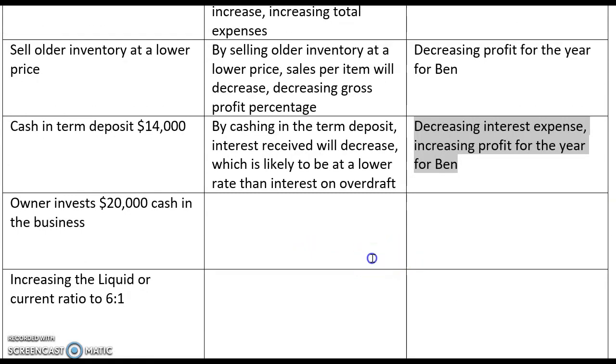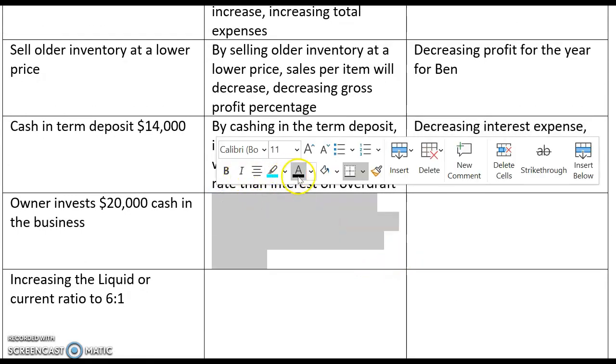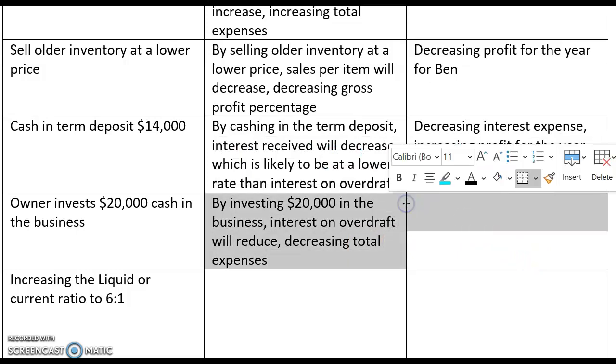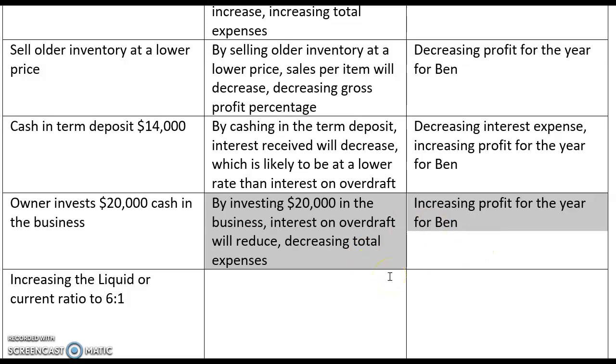The owner cashes and puts 20,000 in, so it reduces the overdraft, reducing the total expense of that interest on overdraft, and therefore increasing profit. Again, that's probably our go-to, but you've got to realise that the owner doesn't necessarily like to invest more money, particularly in a business that's having problems. Think about that one a little bit more. We will get into level 2 on return on investment, which impacts this ratio as well.